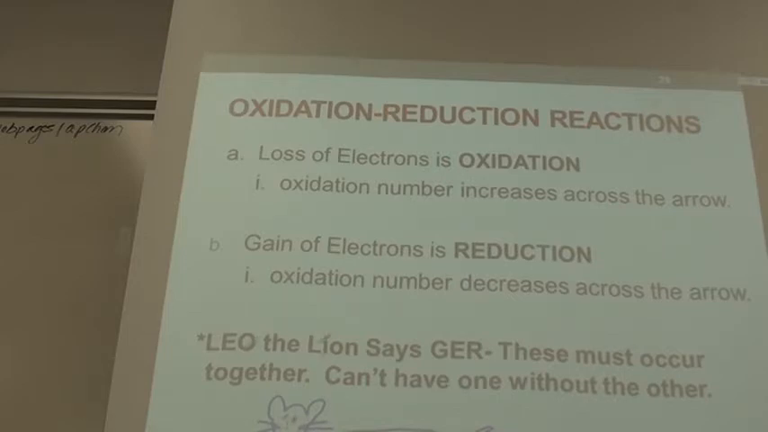Leo the lion: loss of electrons is oxidation. Leo the lion says grr: gain of electrons is reduction. Get it?